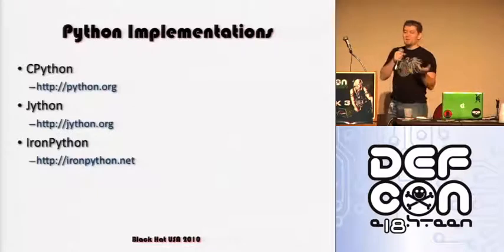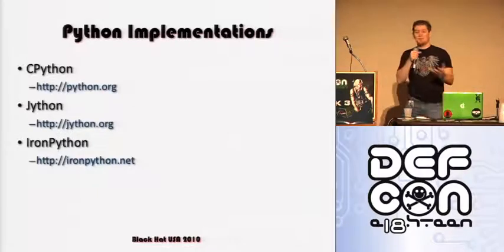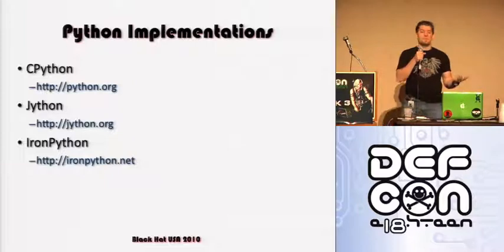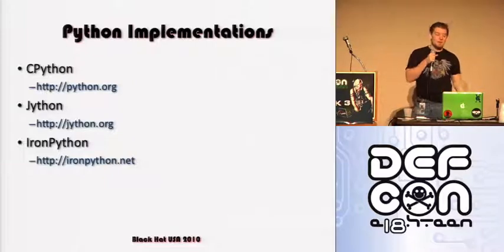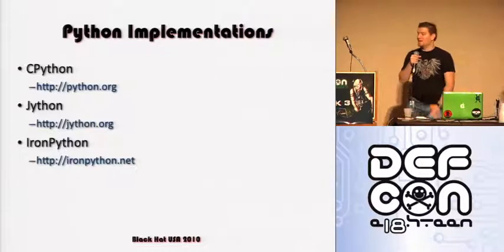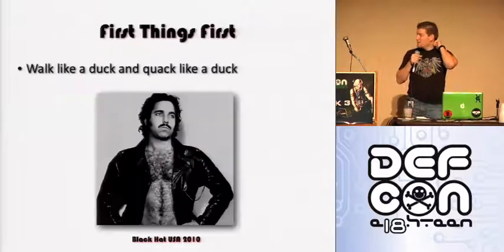There are a couple of different versions of Python. We only highlighted three here that may be of interest to you. CPython is the standard Python implementation that you probably have running on your system. Jython is Python in Java, and IronPython is Python in .NET. We'll go into that a little bit later.